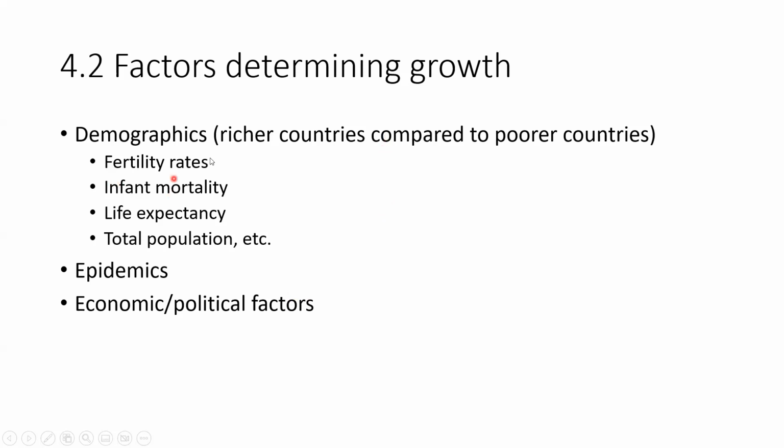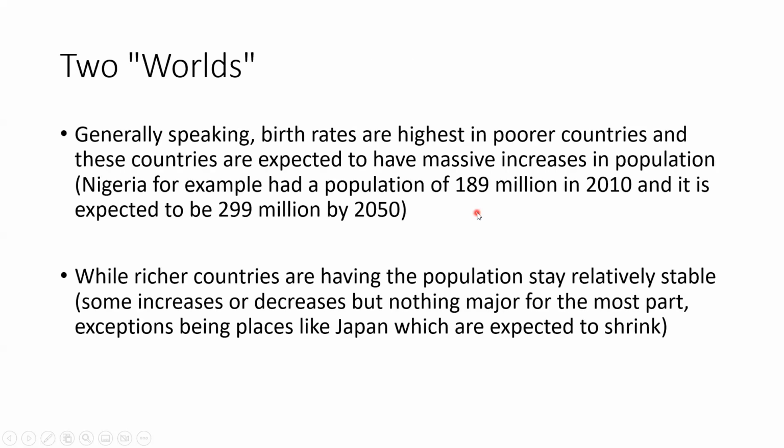And then we'll also see things like fertility rates, infant mortality, life expectancy, obviously going to play a role in the population, because that's determining explicitly how many people are being born and how often and when they're dying. So obviously that's going to be a factor, but we'll mostly look at that from the perspective of richer countries compared to poorer countries. And with that, we've got these two different worlds where we're looking at poorer countries, which are seeing massive increases in general in terms of their population.